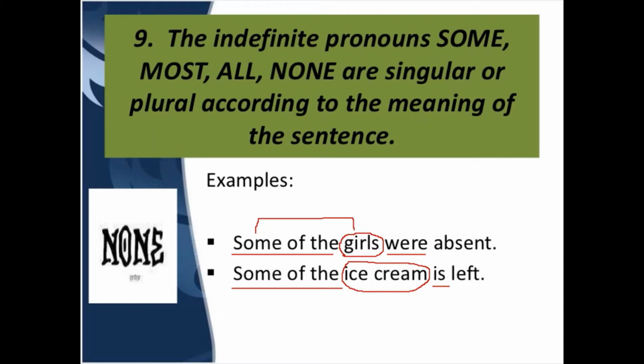So unlike in the first example, some of the girls, it refers to a number of girls. So some of the girls were absent, so it means a number of girls were absent. But in the second example, some of the ice cream is left, it means part of the ice cream is left. It may be a cone or leftover. So that is for rule number 9.